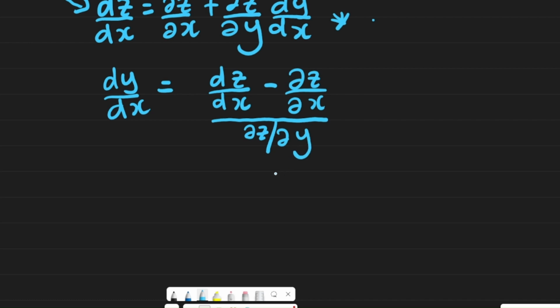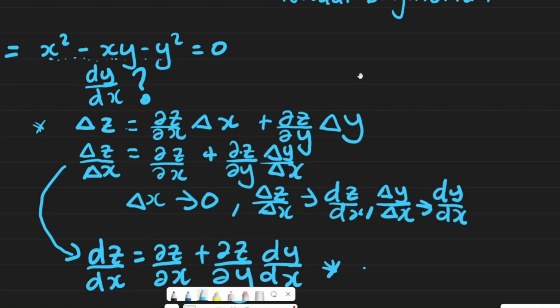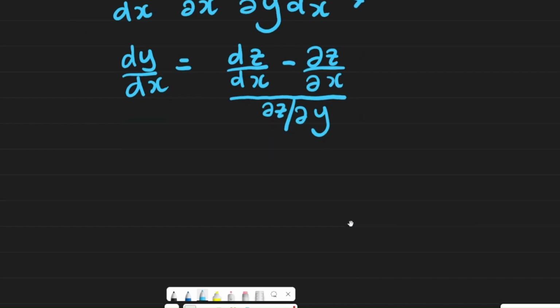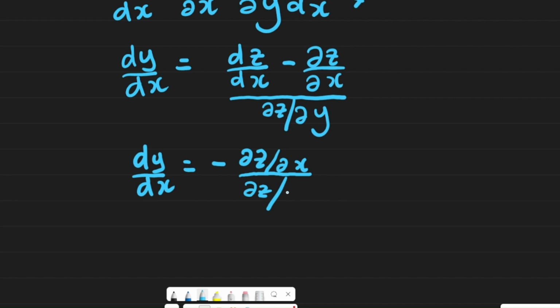However, if we look at the original problem, we can see that we have called z to be this entire function. And what is z equal to? z is equal to 0. So what that means is that dz/dx must equal 0 as well. This equation that we have now derived simplifies. So dy/dx is now equal to minus ∂z/∂x divided by ∂z/∂y.